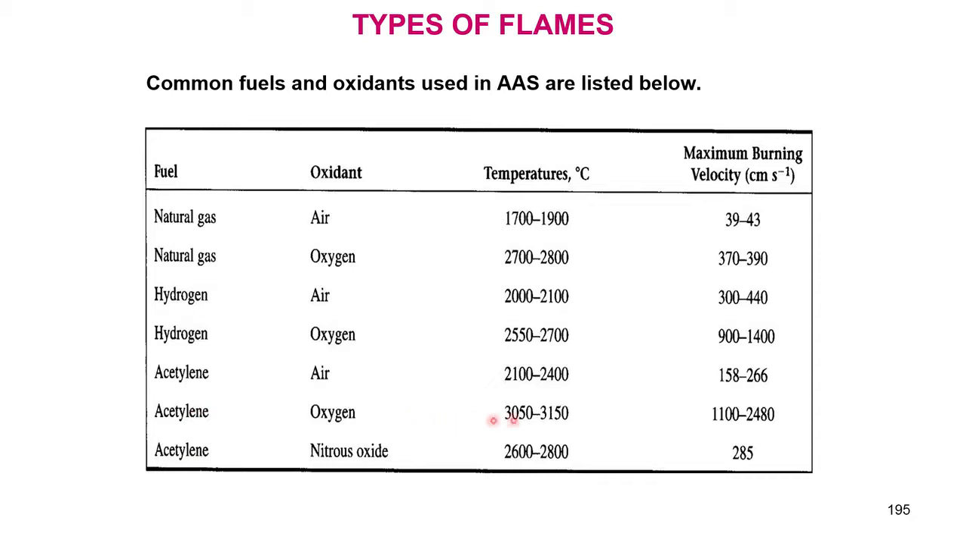I can have acetylene and oxygen, that gives me almost 3000 degrees centigrade, and burning velocity should be much higher. Acetylene nitrous oxide also gives us 2600 to 2800 degrees, and the burning velocity goes up to 285. So, among all this, for atomic absorption in your laboratory, which one you would choose? The best choice is acetylene and air.